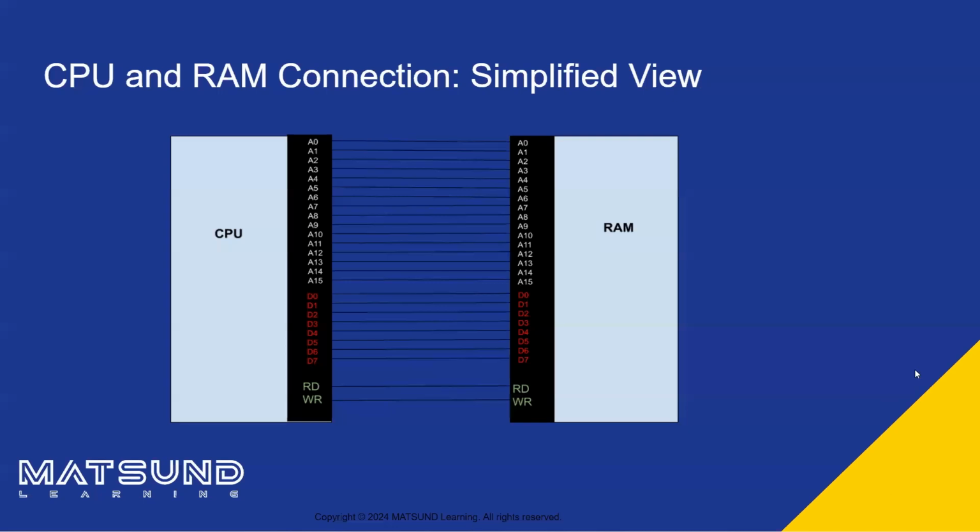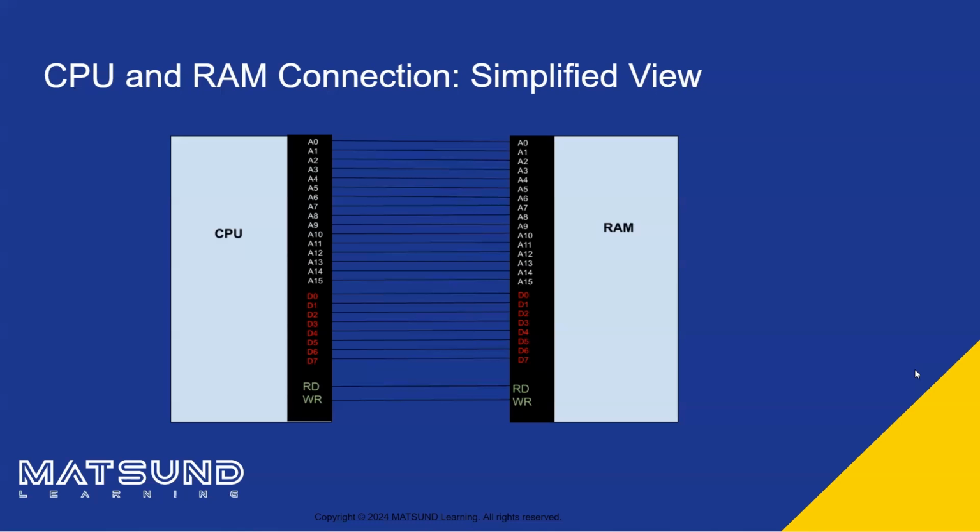This is a simplified view of the connection between the CPU and RAM. The CPU and RAM interact via address bus A0 to A15 to access the address of a memory location in RAM. Address lines send information to RAM which tells the address from which data is to be read or where data is to be written. The number of total address lines determines the size of memory that can be addressed. With a 16-bit address bus, the CPU can access 2 to the power 16 different memory locations.